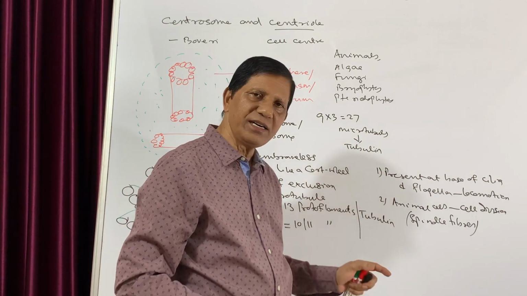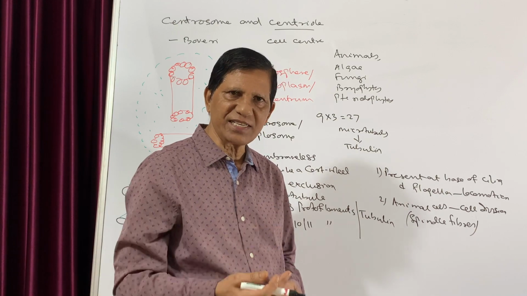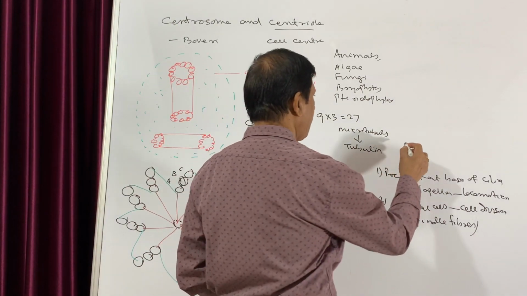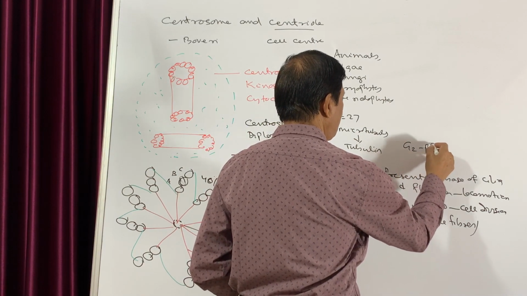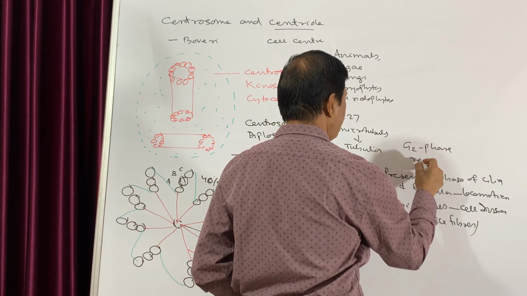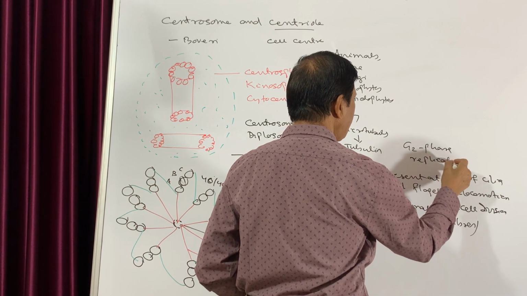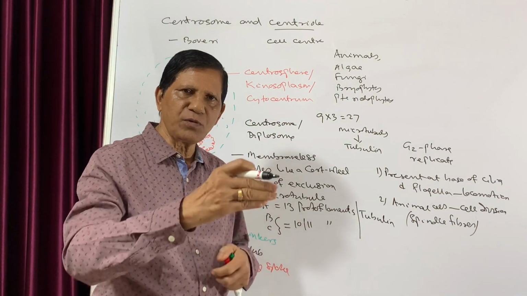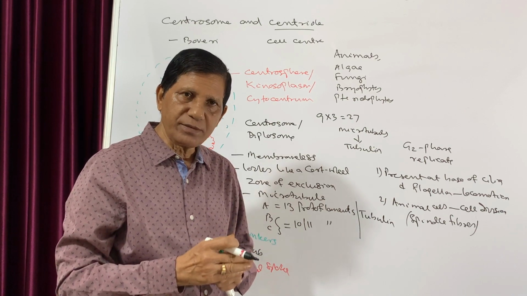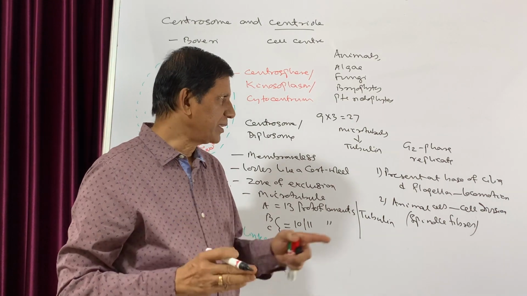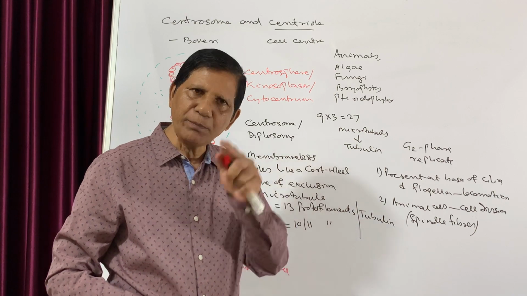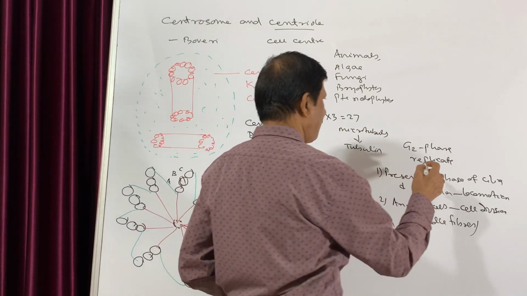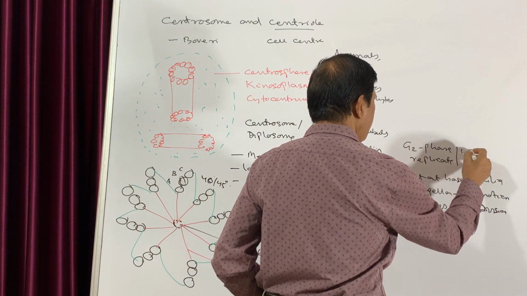And during cell division, when there is cell cycle, the centrioles replicate at G2 phase. At G2 phase, they replicate. That means each centriole becomes 2, so that they can move to either poles. But very important thing, that means the centriole has capacity of replication even in absence of DNA. It replicates without DNA.